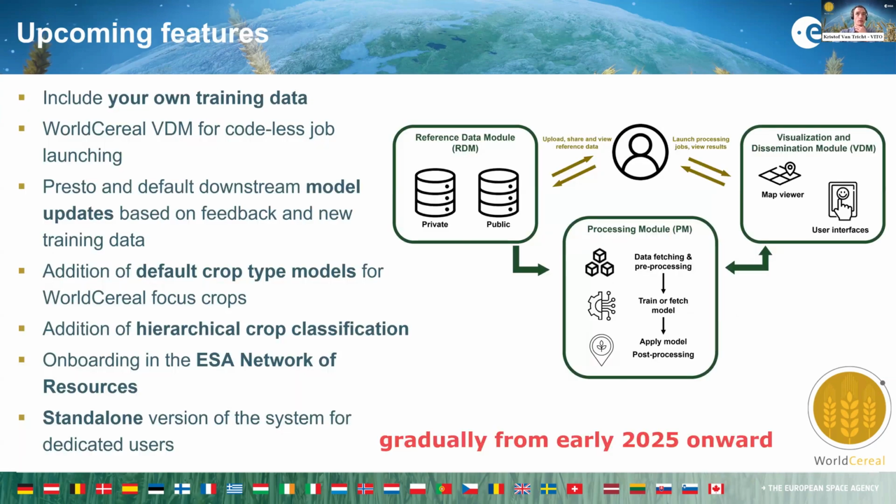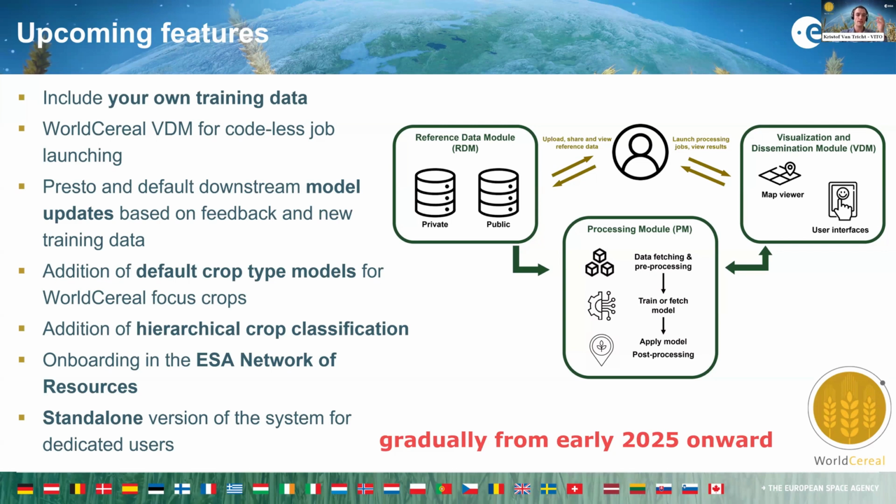What we are aiming for gradually from early 2025 onward is that we will allow, there was a question on that, to include your own training data. So now, as presented already by Juan and Santosh, you are able to ingest your training data and automatically harmonize it in the RDM. In our next version, we will also allow you to pull that data, do the training data extractions, and merge and augment that with the already existing training data, so as to really get to a tailored crop type map that includes your data that you can even keep private. We don't encourage keeping it private, but we do allow that, obviously.